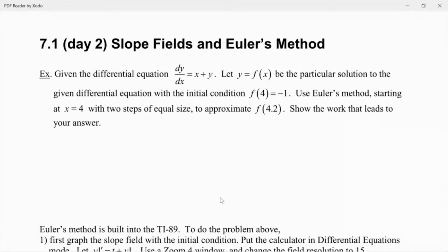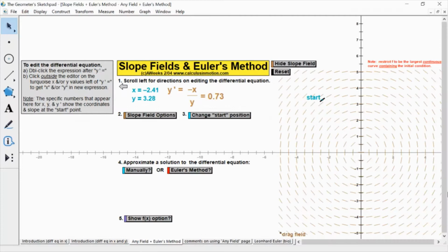We're going to go through a couple of examples. So what I've got here are a couple examples, but I want to show you something else first. Okay, so what I have here is actually an animation from Geometer Sketchpad. And the idea here is to just give you a visual understanding of what's happening when we do Euler's method.